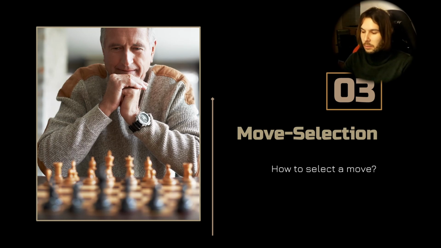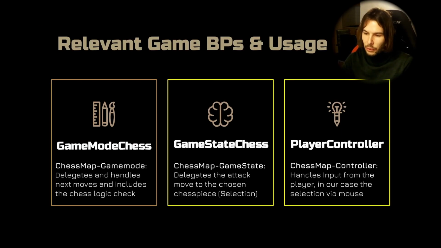Today we want to have a look at move selection. So how can we actually select a move? And thus we have other game relevant blueprints and another usage. So the game mode chess is the main part which delegates and handles the next moves and includes the chess logic check. The game state chess is just the delegator for the attack and tells the chess piece to then move. So that's our main part for the selection. And the player controller handles the input from the player, in our case, the selection via the mouse button.